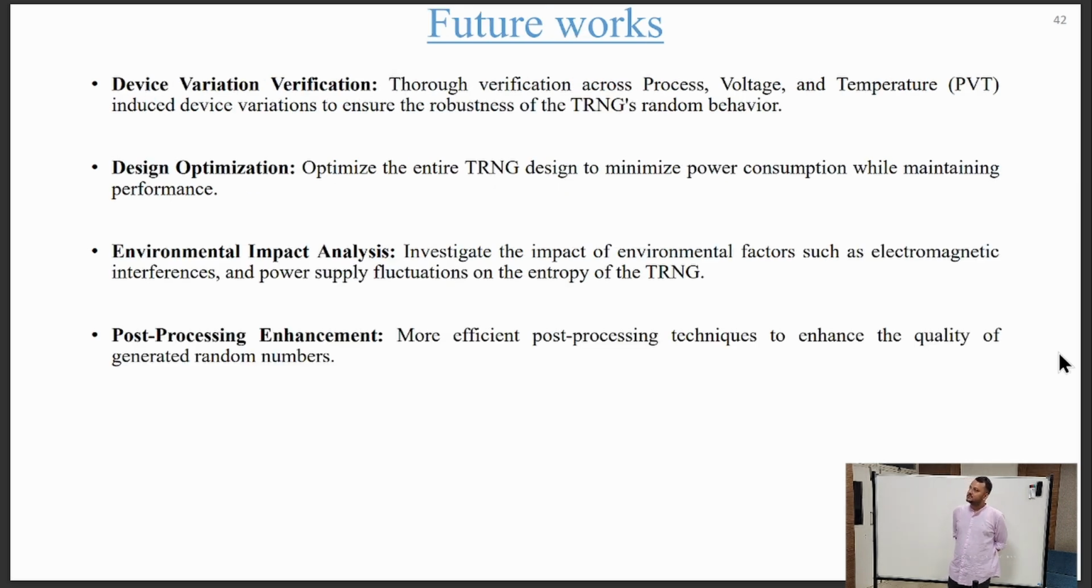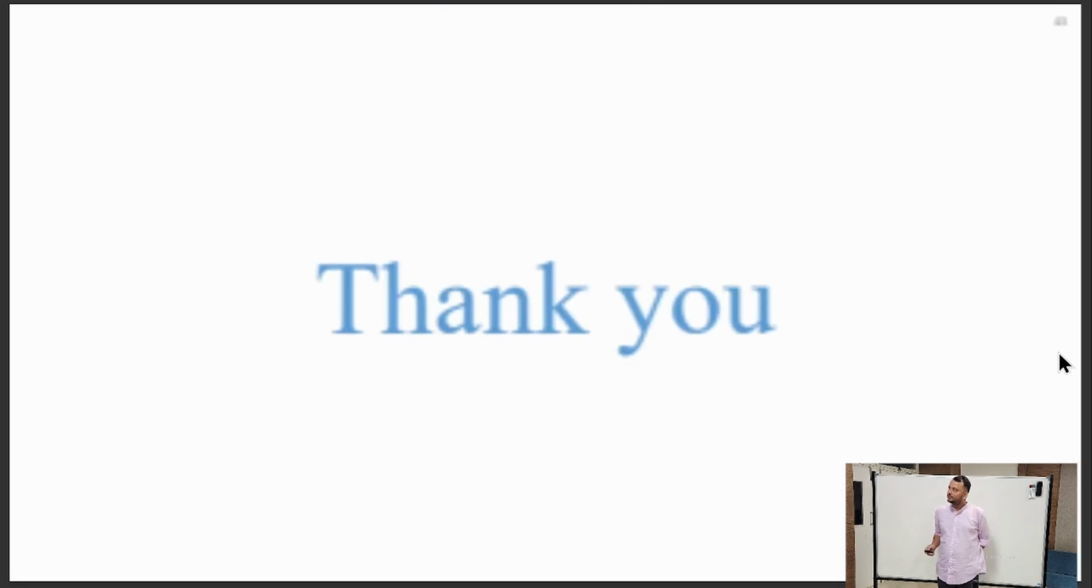And these are the future works that can be done in this project. It is yet to be verified across PVT, and also some design optimization can be done for power consumption. We also have to analyze the environmental impact, like supply noise attack or any electromagnetic effect on entropy due to electromagnetic interference, and we can also opt for better post processing. Thank you.